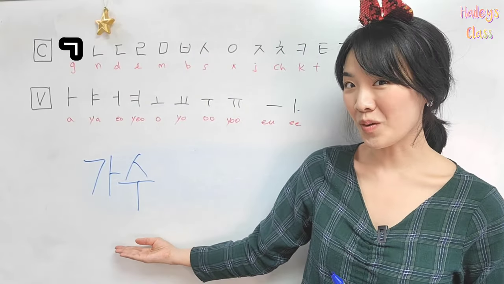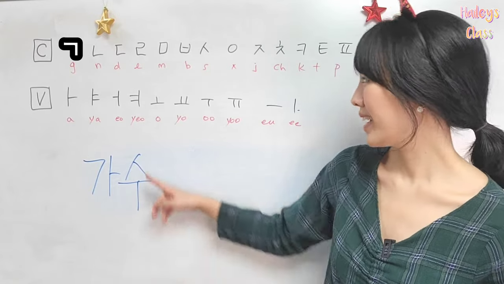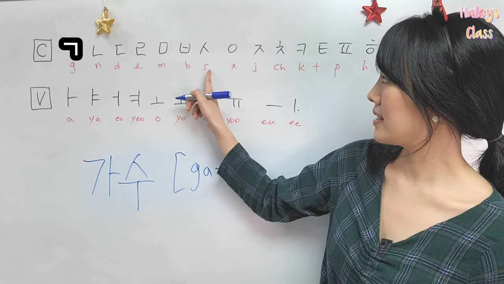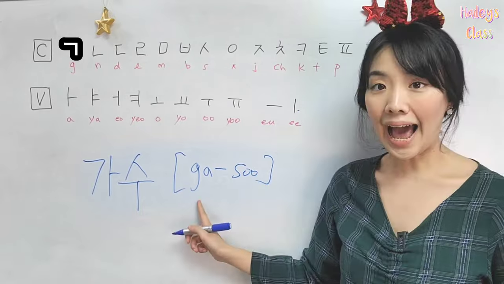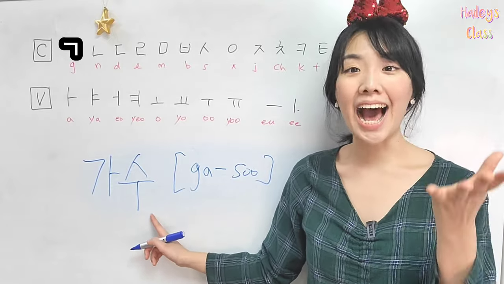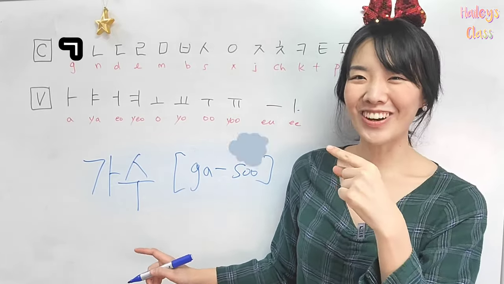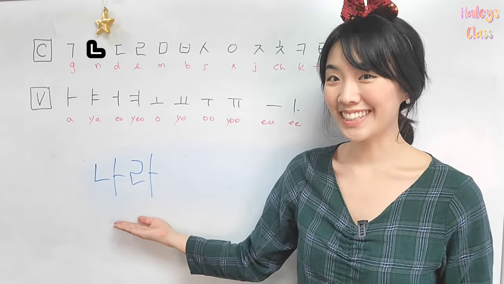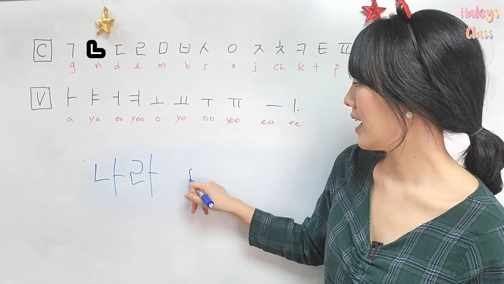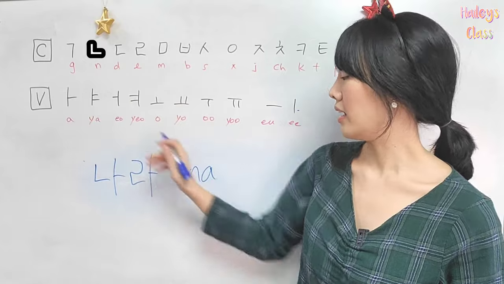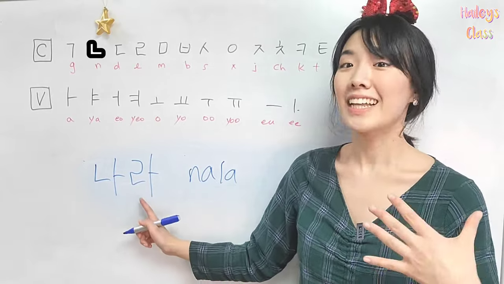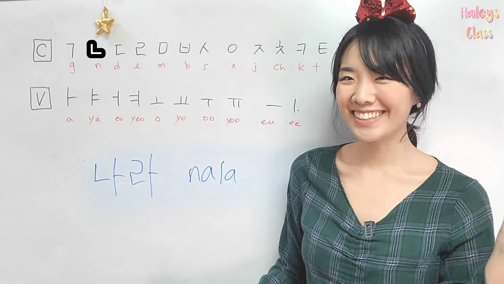Singer in Korean is this one. Let's find out how to read it. G-A, so it's ka, and su. Ka-su. Singer is ka-su. Great! Let's move on. Country in Korean is this one. Let's find how to read it. N-A, so na, and L-A, so ra. Nara. Country is nara.